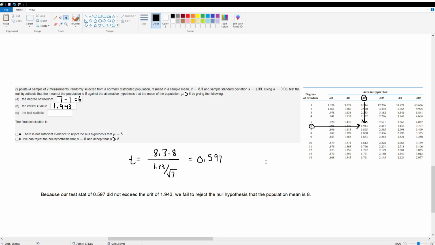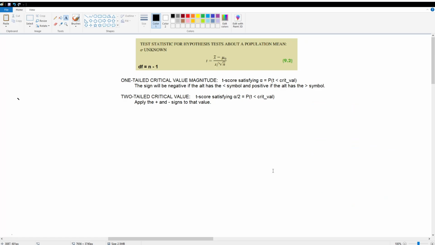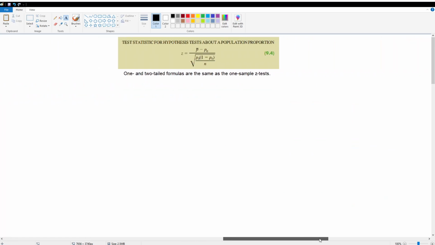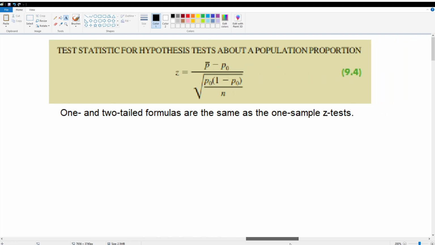So with that, we are going to move on to our final possibility for our one sample tests, and that's when we have proportions. Now for a proportion, the standard deviation is based on the proportion itself. Because of that, the standard deviation comes from the hypothesized proportion P naught. Otherwise, the rest of it remains the same.